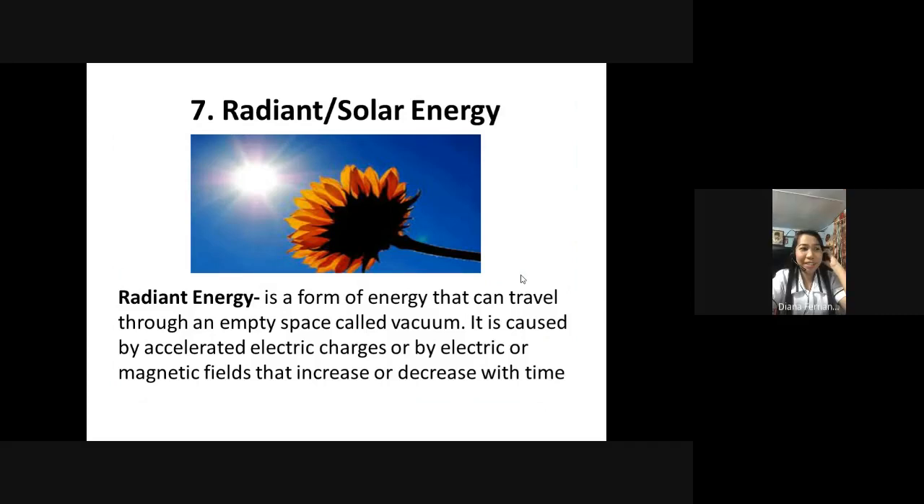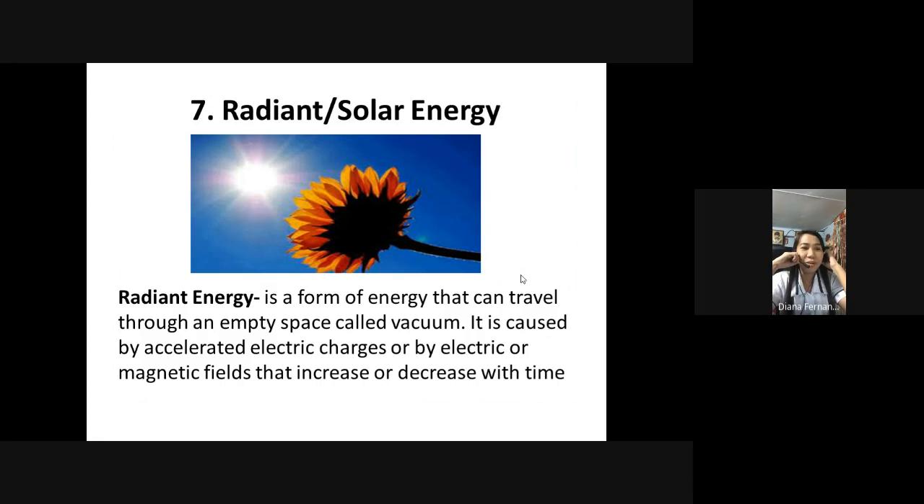So we also have radiant energy. Who can read the description? Who wants to read? Me. Okay, Aryan, please read the description of radiant energy. It's a form of energy that can travel through an empty space called vacuum. It is caused by accelerated electric charges, or by electric or magnetic field that increase or decrease with time.